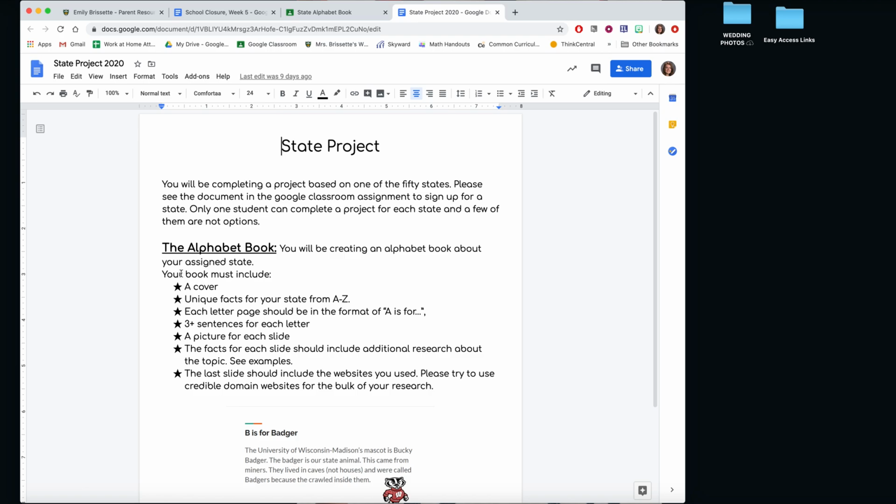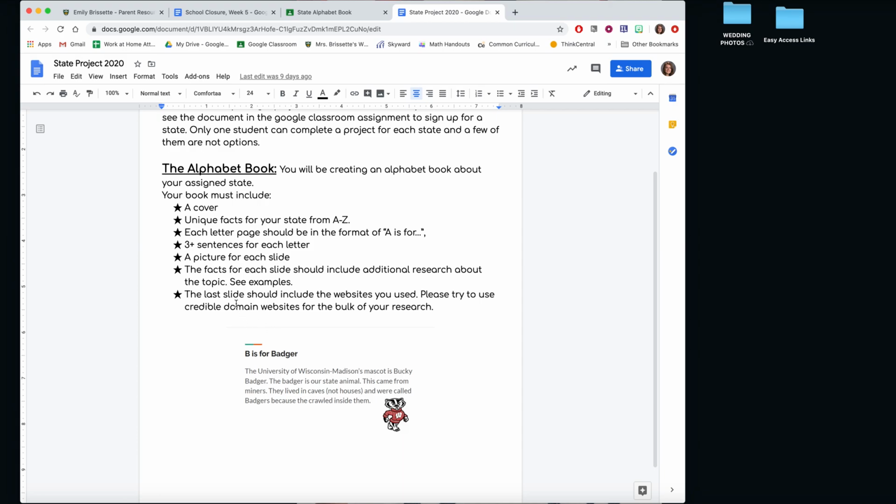So each book needs to have a cover. You need to have unique facts for each state from A to Z. Each letter of the alphabet is going to have a page, and it should be formatted like A is for. You want 3 sentences at least for each letter and a picture. And the facts should show additional research about the topic. And then the last slide is your websites.